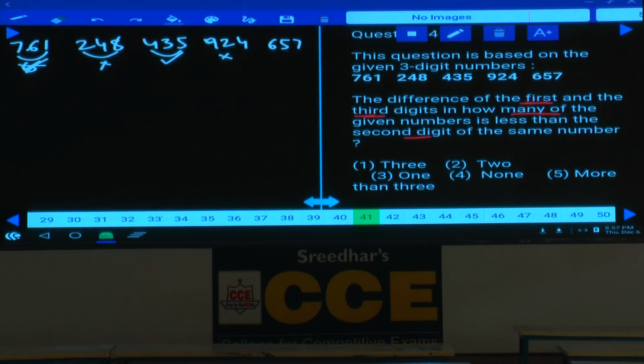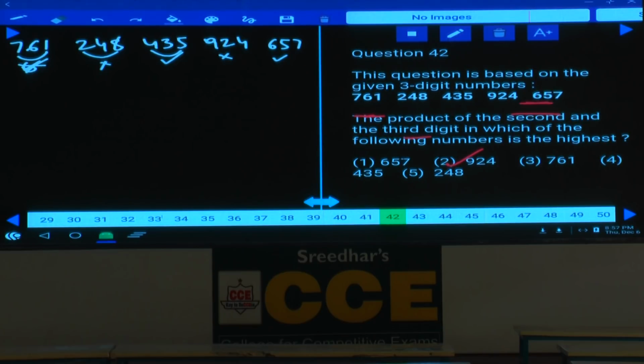And in 657, 6 minus 7, what is the difference here? 1. Is this 1 lesser than 5 or not? So how many such numbers are there? There are only 2 such numbers wherein the difference between the first and the third digits is lesser than the second digit.